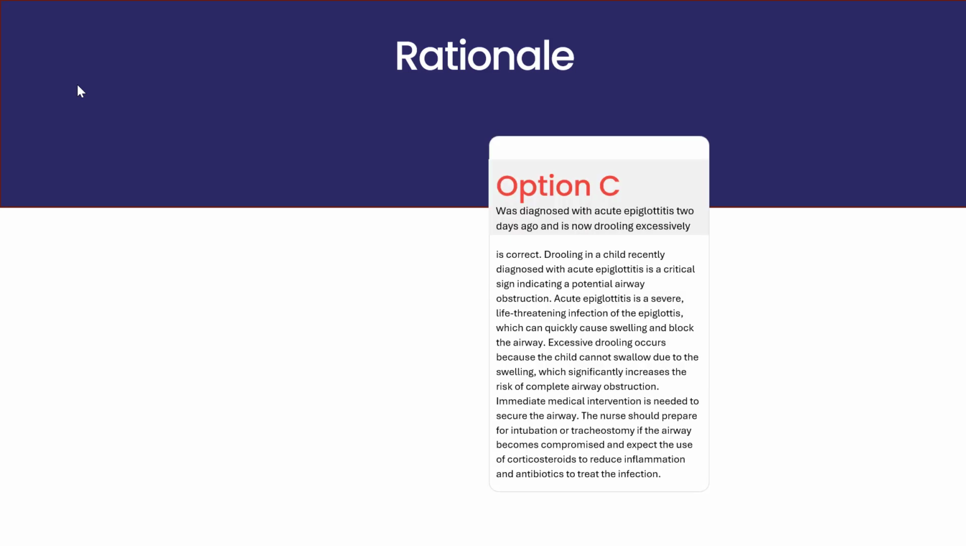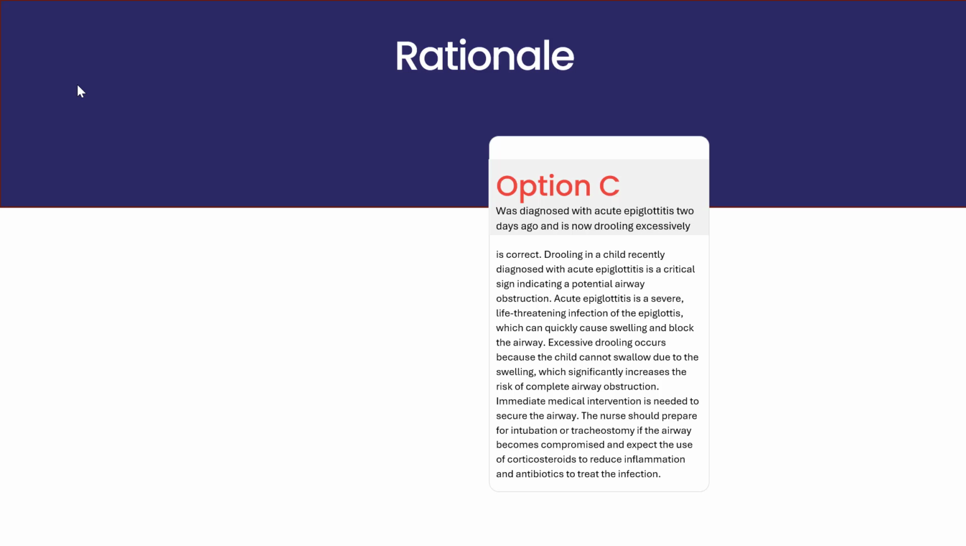C is correct. Drooling in a child recently diagnosed with acute epiglottitis is a critical sign indicating a potential airway obstruction. Acute epiglottitis is a severe, life-threatening infection of the epiglottis, which can quickly cause swelling and block the airway. Excessive drooling occurs because the child cannot swallow due to the swelling, which significantly increases the risk of complete airway obstruction. Immediate medical intervention is needed to secure the airway.